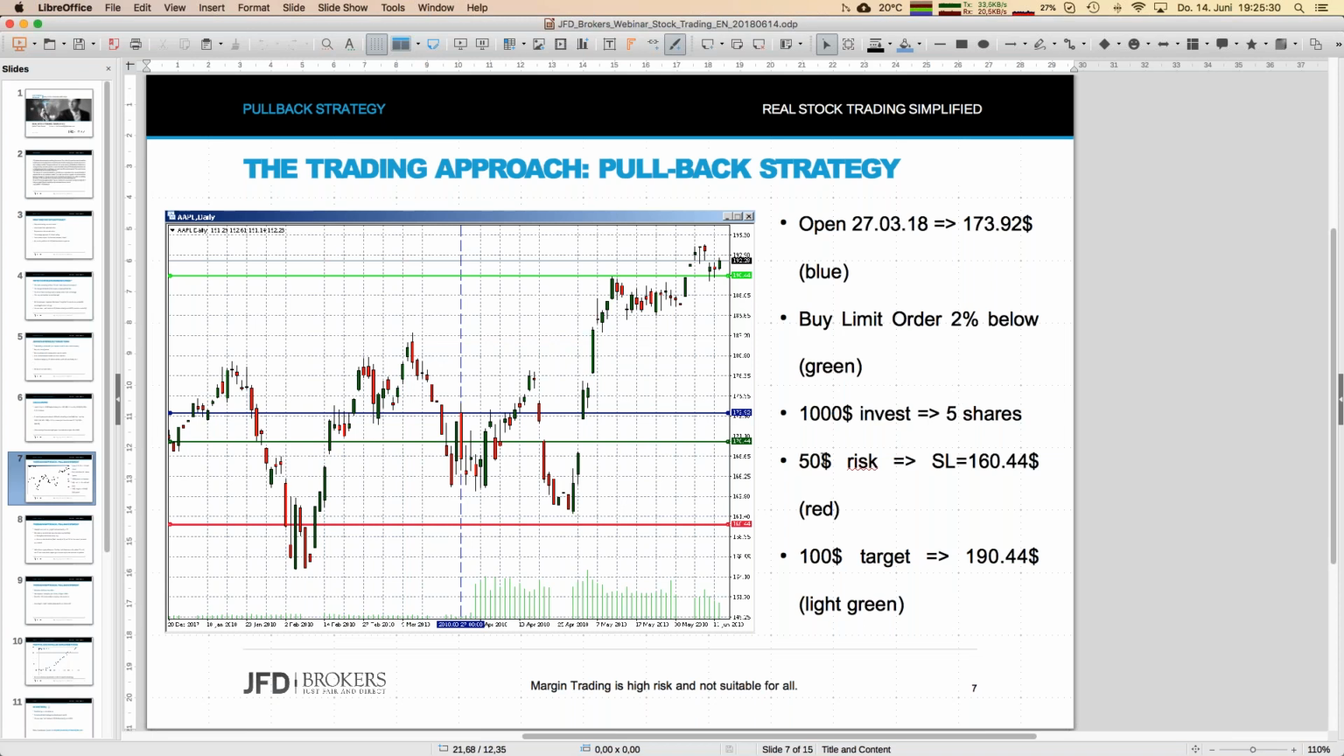Now the next step is I want to risk $50. And the logic is that the stop loss here is calculated. It's not taken out of the chart. It's not like making chart analysis. No, it's purely calculated. Since I have 5 shares and I want to risk $50, then per share I can lose $10, and that means my stop loss has to be $10 below my entry. That's the logic for the calculation. Same with the target. If the trade will be a winner, I want to profit $100. That means I have to gain $20 per share. And that means my take profit is at 190.